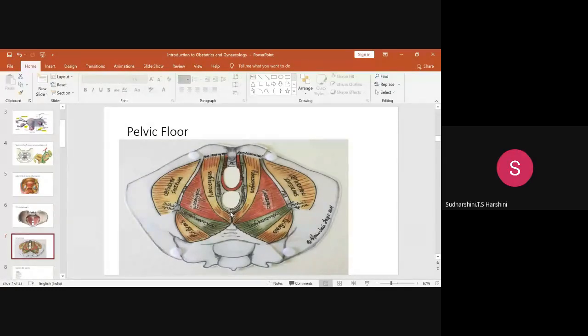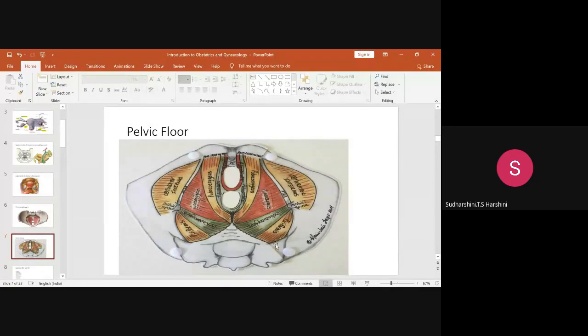This is called the anococcygeal raphe. And the medial-most fibers of pubococcygeus are this. You can see this is the pubovaginalis and this is the puborectalis. So this comprises the levator ani.